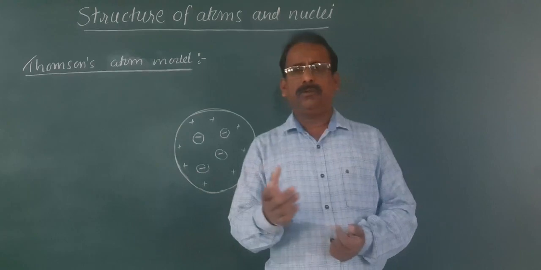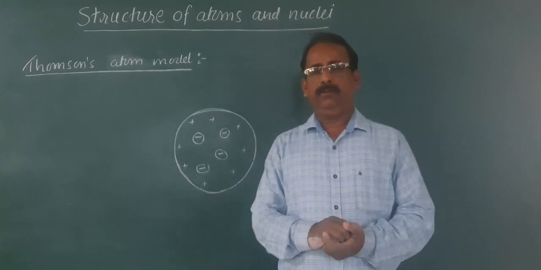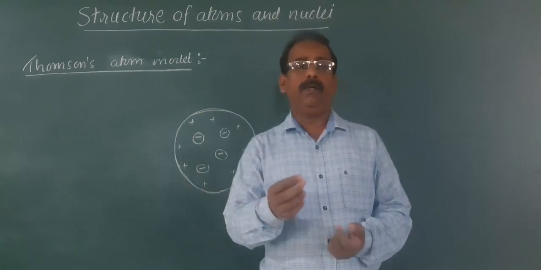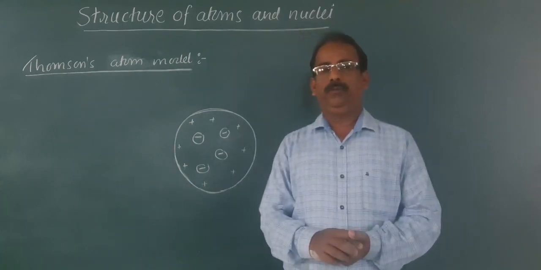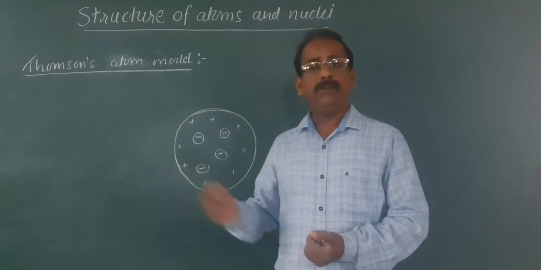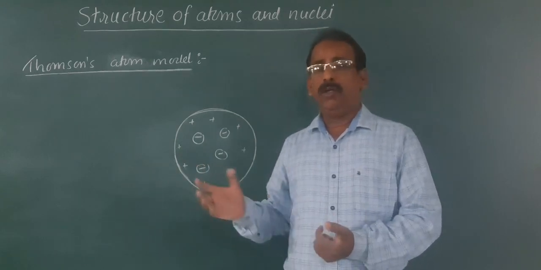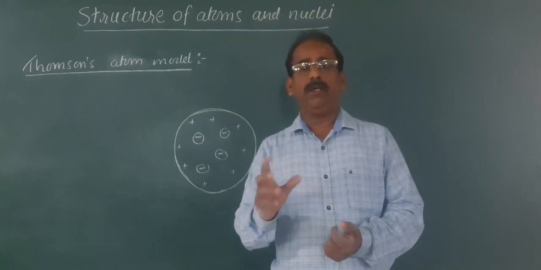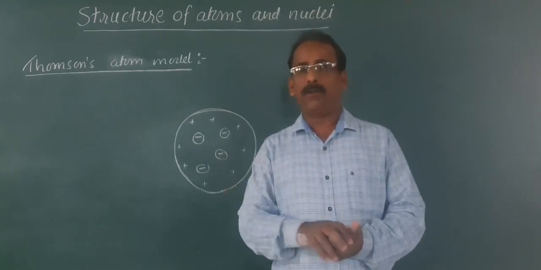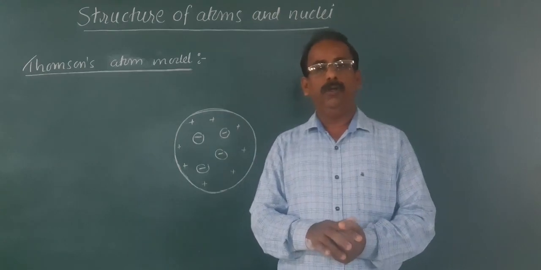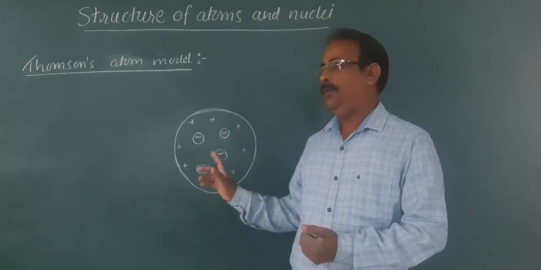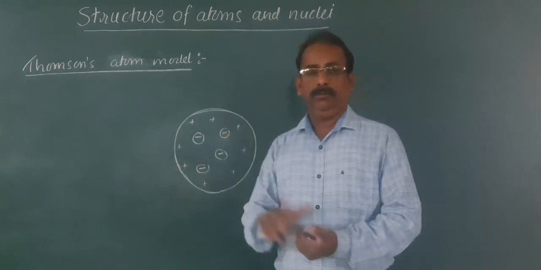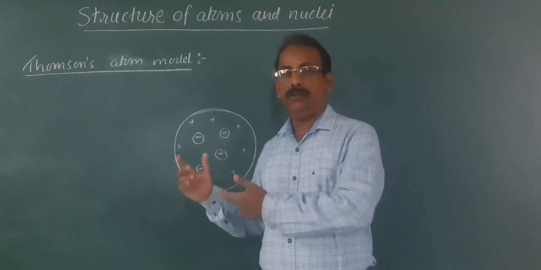Due to this drawback, today we have rejected this model. Today we do not accept this model. This model does not explain the hydrogen spectrum. Also, it is unable to explain the scattering of alpha particles from thin metal foil. Therefore, we have rejected this model. But it was the first attempt. Therefore, we have to study how this model is.